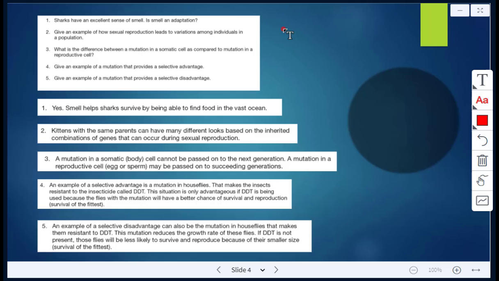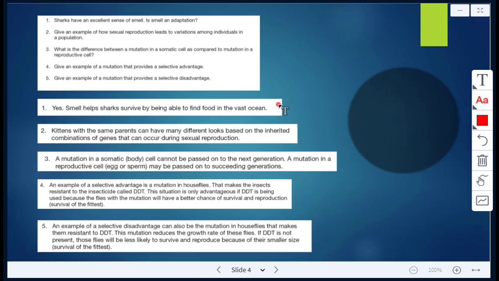All right, let's take a look at some questions. So question 1, sharks have an excellent sense of smell. Is smell an adaptation? Answer is right here. Yes, it is an adaptation because it helps the sharks to survive by being able to find food in the vast ocean.